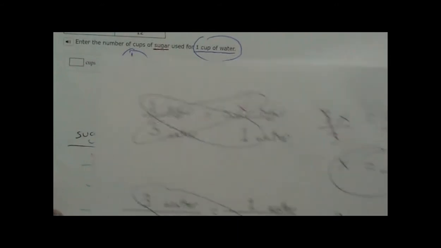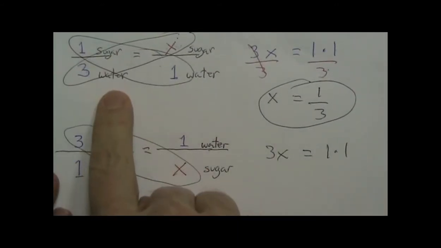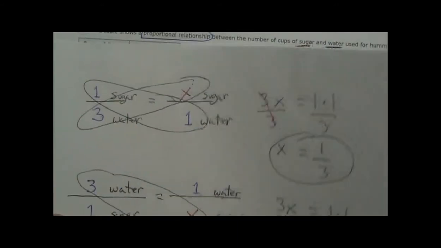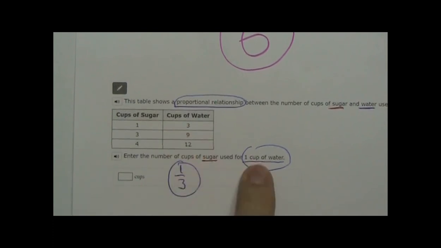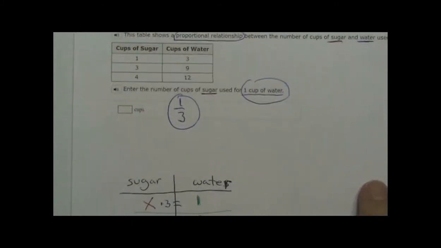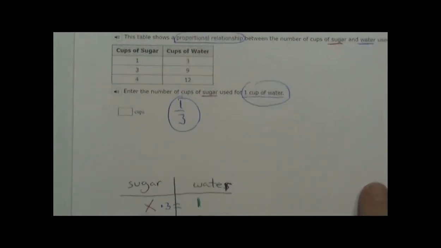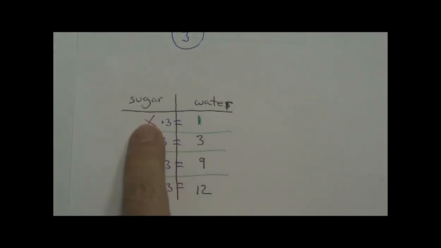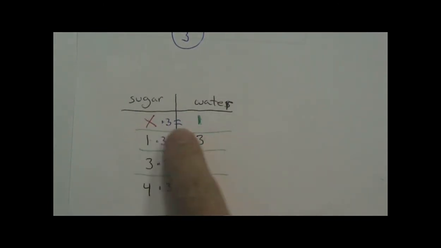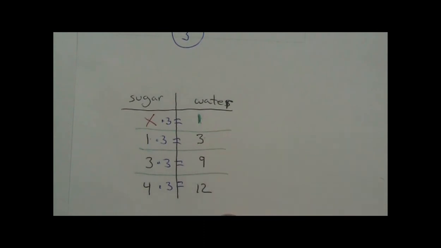Okay, number 6, you're going to be setting up like this, using proportions. So it says you have a table here of sugar and water. And the question is, how much is it for 1 cup of water? 1 cup of water. So if I rewrite this, you got to figure out how much sugar for 1 cup of water.